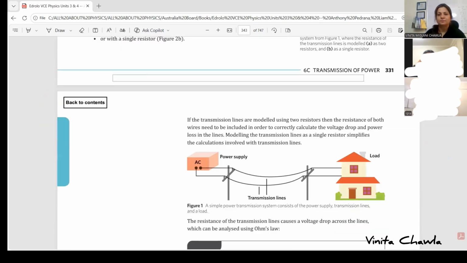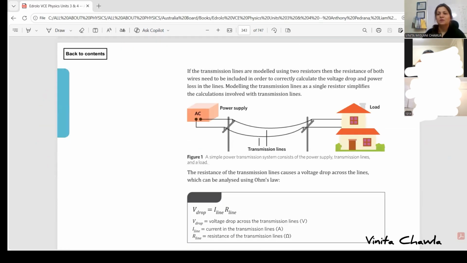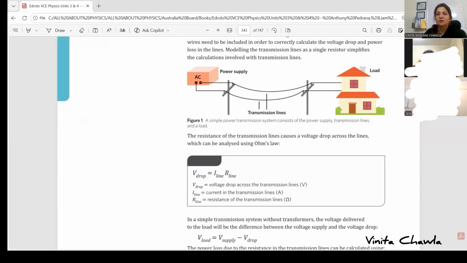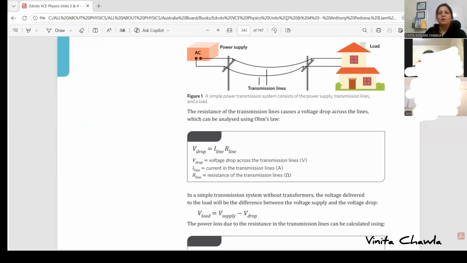Now look at this. This is the basic structure of a simple power transmission system. It consists of a power supply, the transmission lines and a load. Clear? And because of the high resistance, we get a voltage drop across the lines, because the length is quite large, so resistance is high. So how do we find the voltage drop? This we have discussed already.